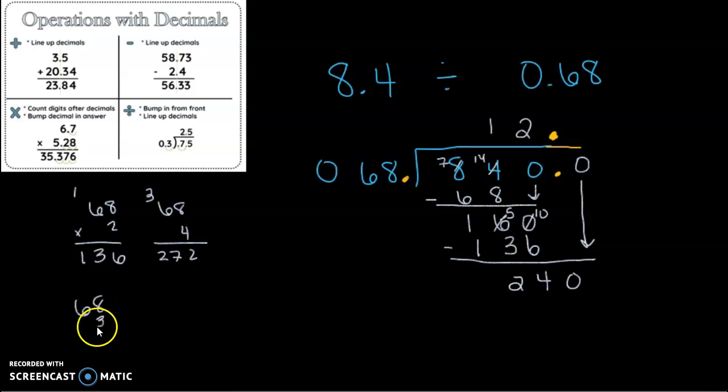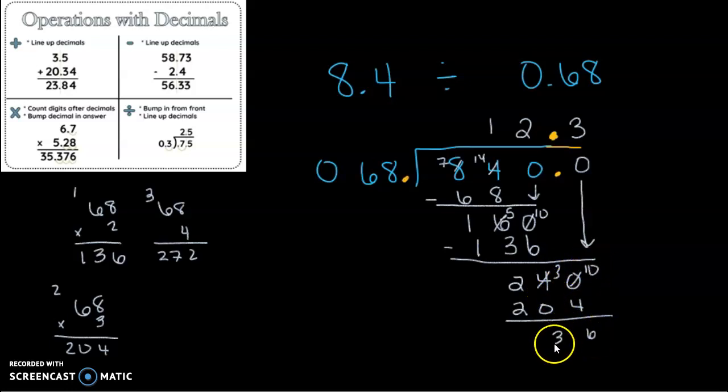So we have 68 times 3. 3 times 8 is 24. 3 times 6 is 18, plus 2 more is 20. Okay, so then it goes in 3 times, which is 204. We're going to have to borrow. So again, we'll add another 0, and then you can figure out how many times 68 goes into 360.